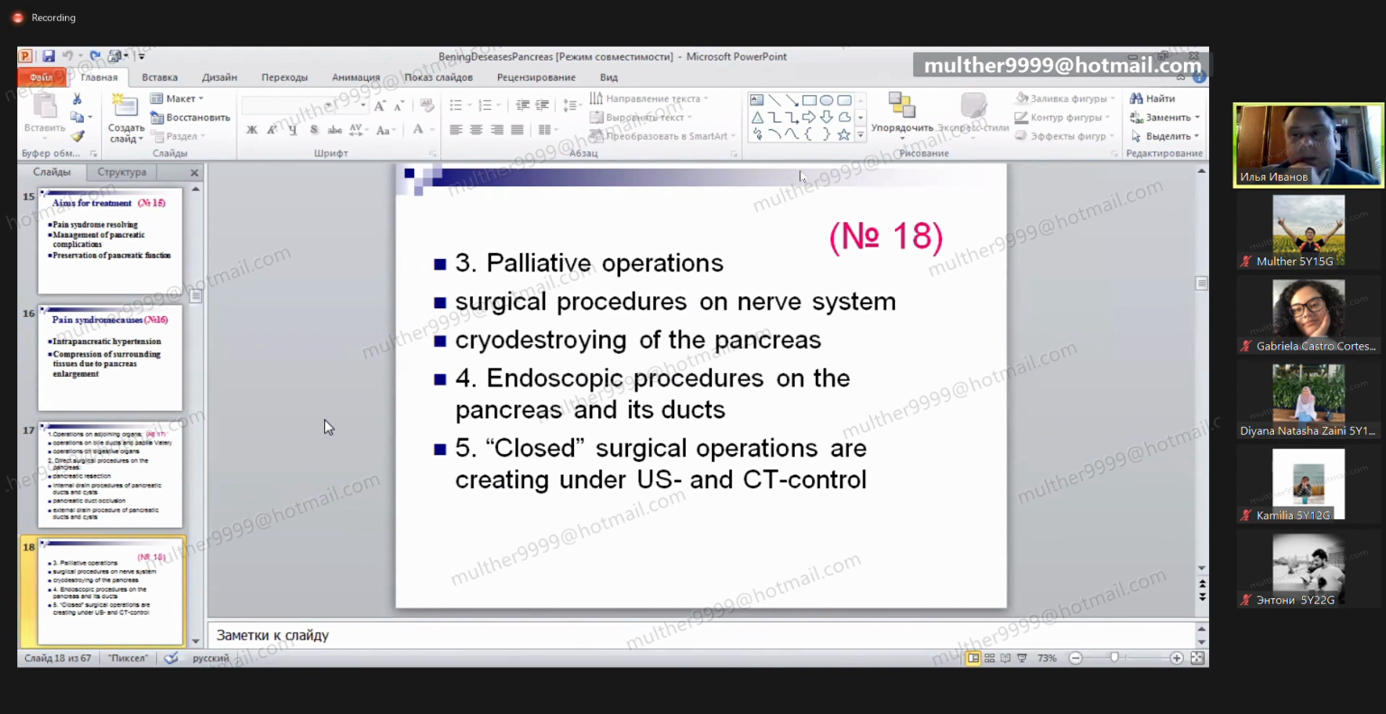Surgical treatment. Today, the basic operation for removing the head of the pancreas is the pancreatoduodenal resection, or the Whipple procedure, Whipple operation. And now I'd like to demonstrate the principal facts about this type of treatment.